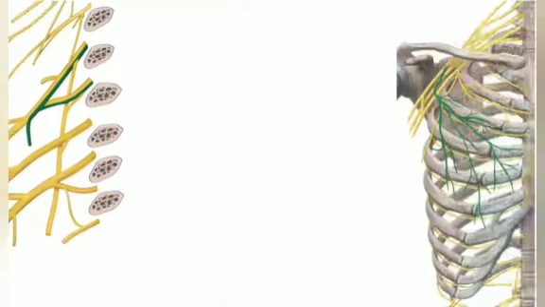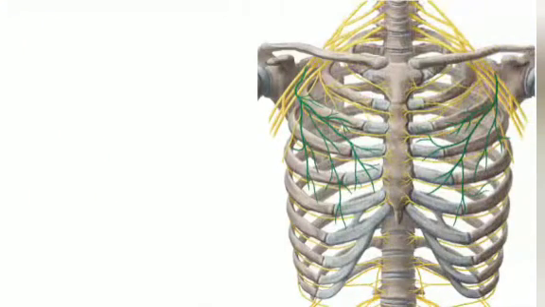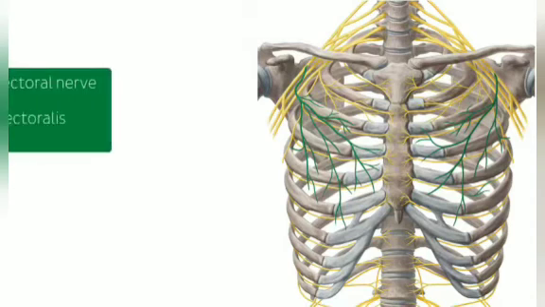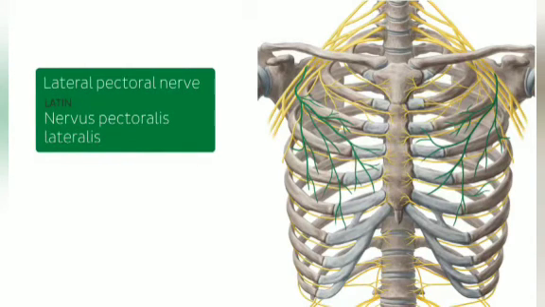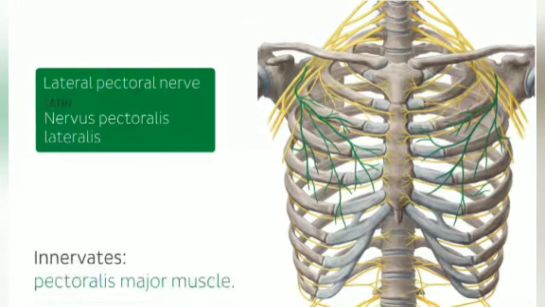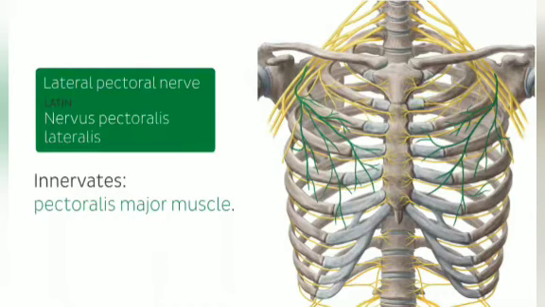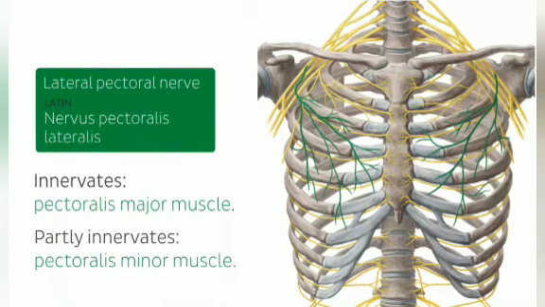So far, we've seen the musculocutaneous nerve arise from the lateral cord of the brachial plexus. However, there are also other branches that arise from this cord, such as the lateral pectoral nerve. This nerve passes anteriorly together with the thoracoacromial artery. It mainly innervates the pectoralis major muscle and partially innervates the pectoralis minor muscle.